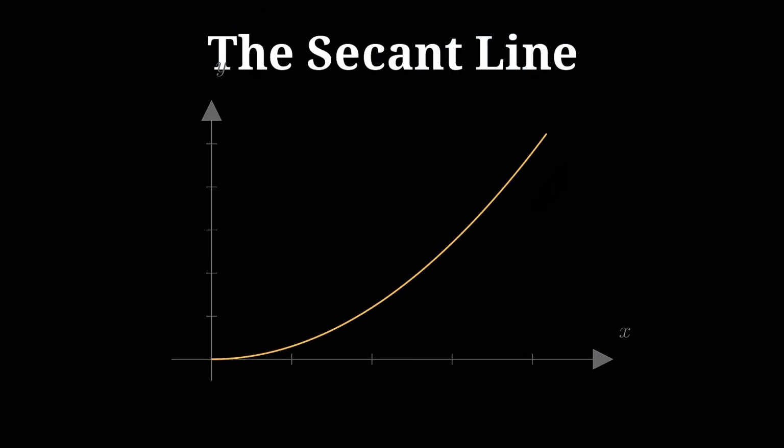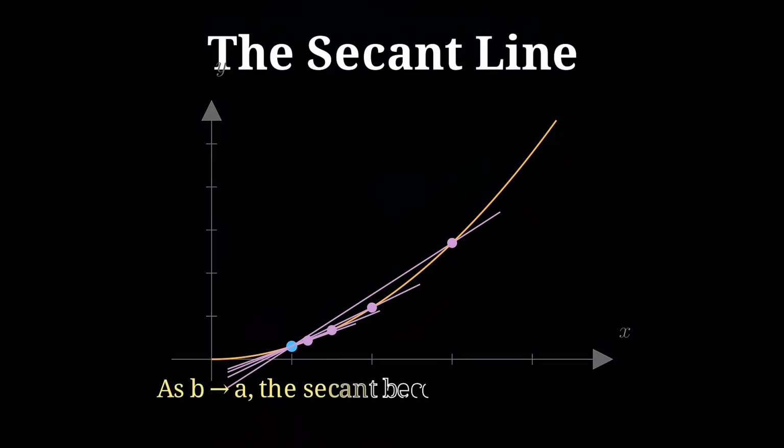Here is the key geometric idea. Draw a curve and pick a point on it. Now pick a second point nearby. The line through both points is the secant line, and its slope is the average rate of change. Now watch what happens as we slide the second point closer and closer to the first. The secant line rotates, and in the limit it becomes the tangent line, the line that just barely touches the curve at a single point. The slope of that tangent line is the derivative.